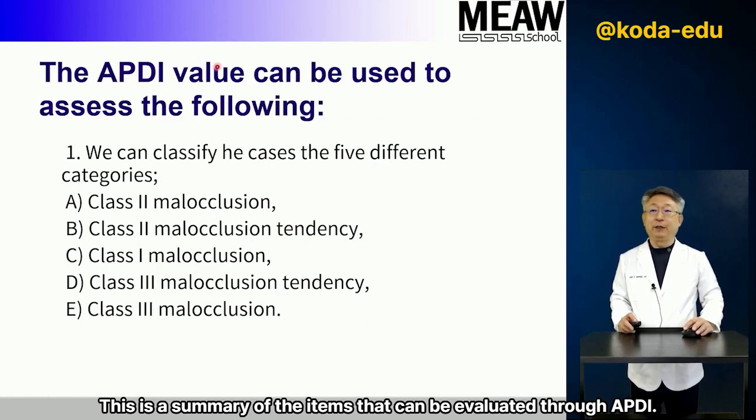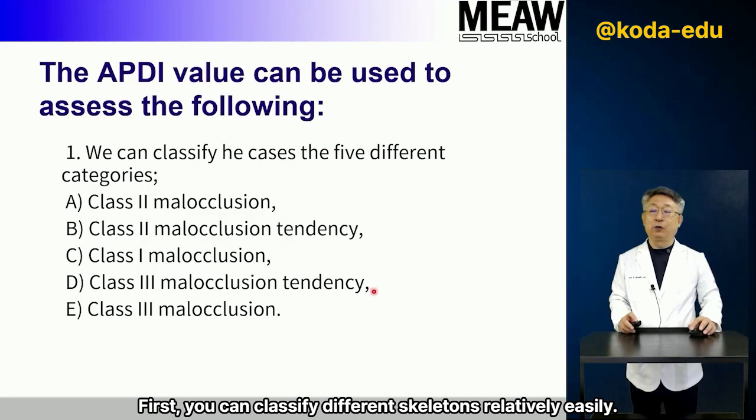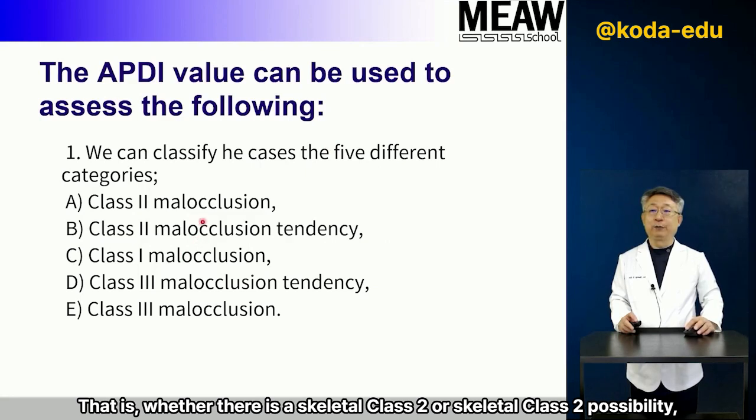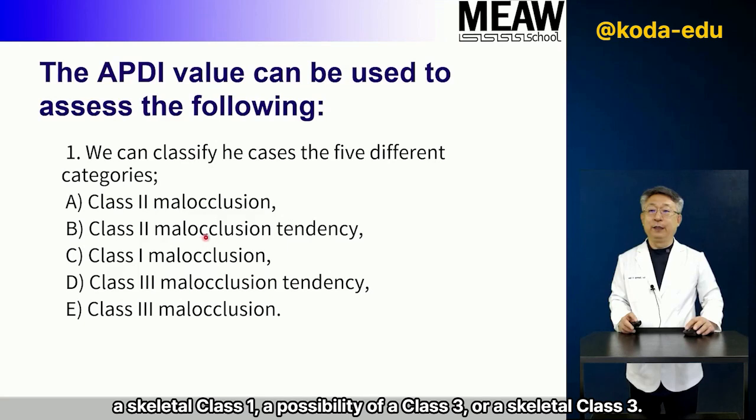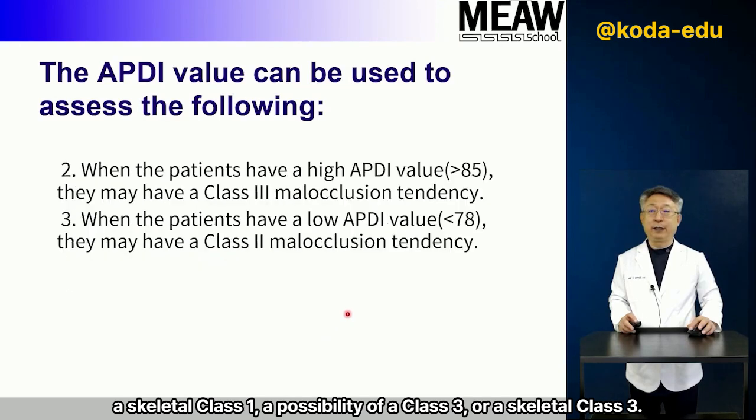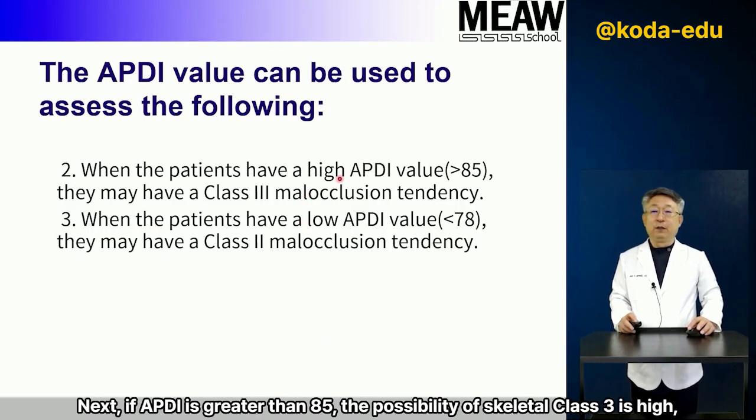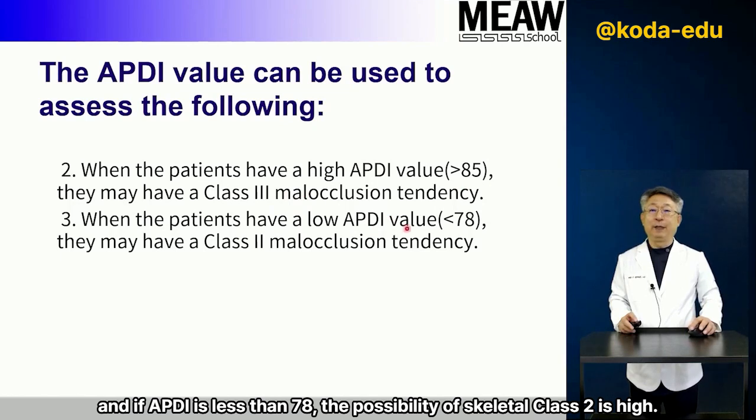This is a summary of the items that can be evaluated through APDI. First, you can classify different skeletons relatively easily. That is, whether there is a skeletal class 2 or a possibility of skeletal class 2, a skeletal class 1, a possibility of class 3, or a skeletal class 3. Next, if APDI is greater than 85, the possibility of skeletal class 3 is high. And if APDI is less than 78, the possibility of skeletal class 2 is high.